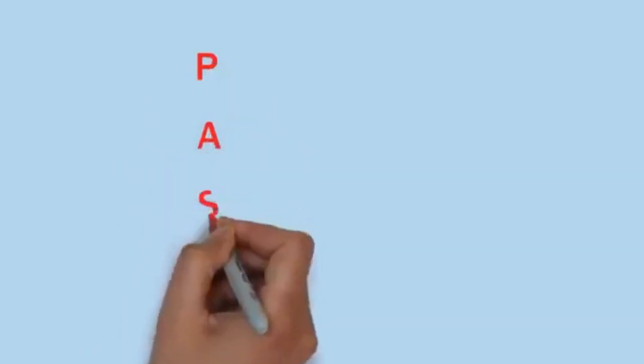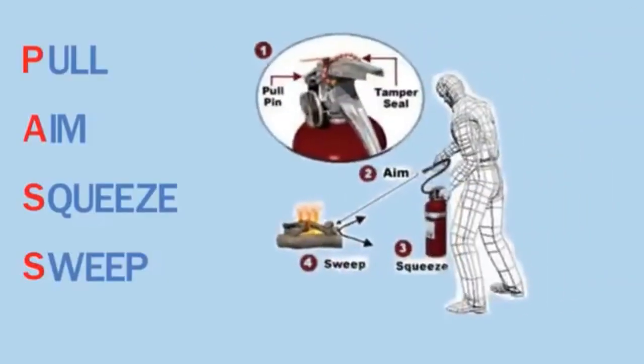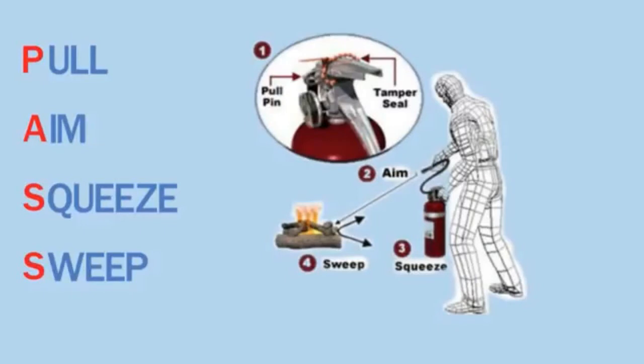And second, remember the PASS system. Pull, aim, squeeze, and sweep. When you need to use the extinguisher, first pull the safety pin from the handle. Then, aim the extinguisher nozzle at the base of the fire. This is the spot where the flames are touching the fuel source.